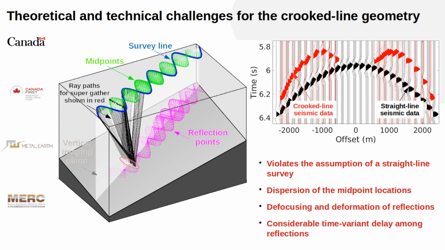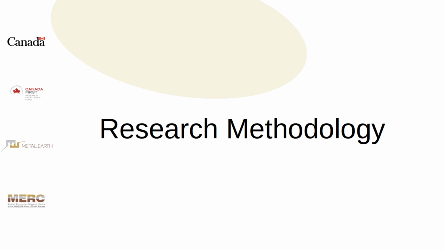In summary, irregular distribution of source and receivers along a crooked profile disperses the midpoint locations from the processing line, which violates the assumption of a straight survey line assumed in the 2D imaging methods, and also results in considerable time variant delay among reflections, which is shown in here, a low and variable fold coverage, and could defocus and deform reflections, particularly from reflections with a cross-dip component. Up to this slide, we understood the problems and why we need to develop a new method.